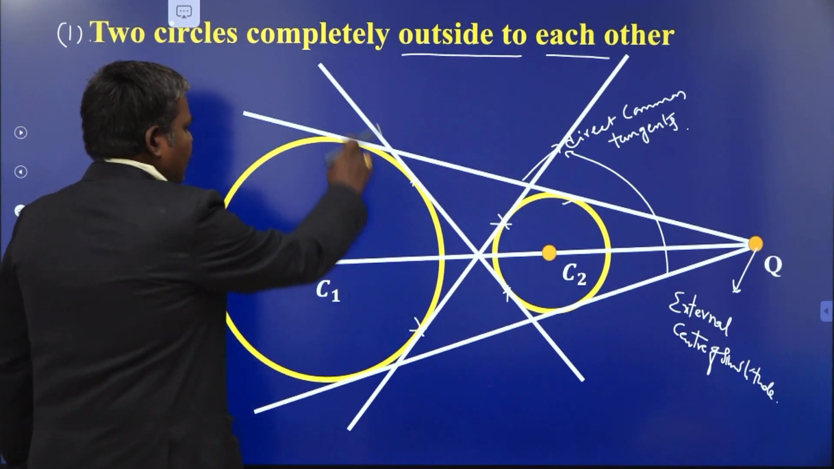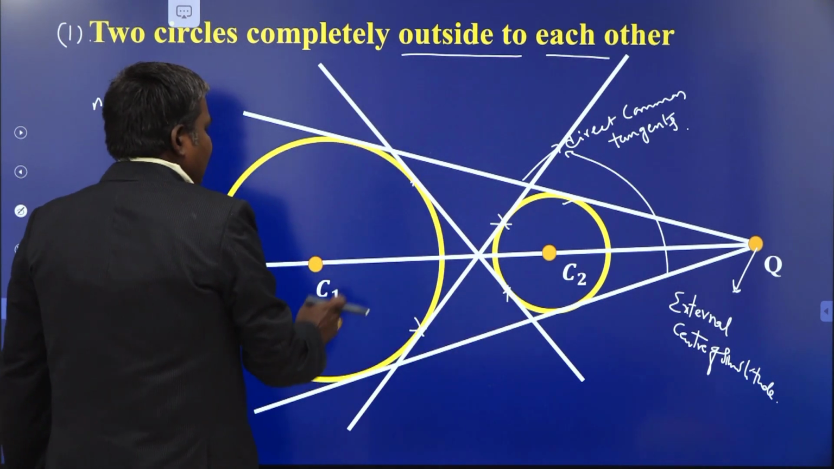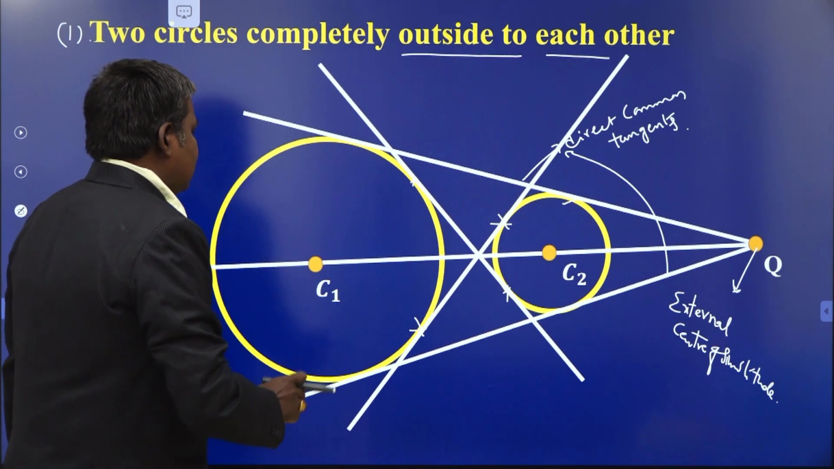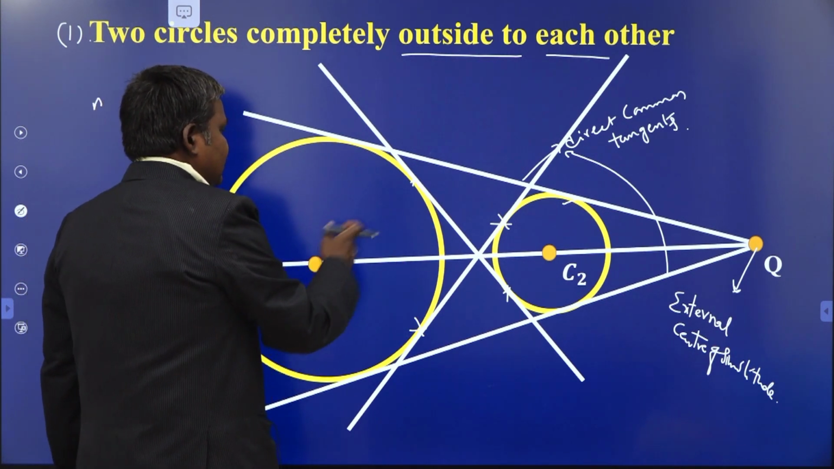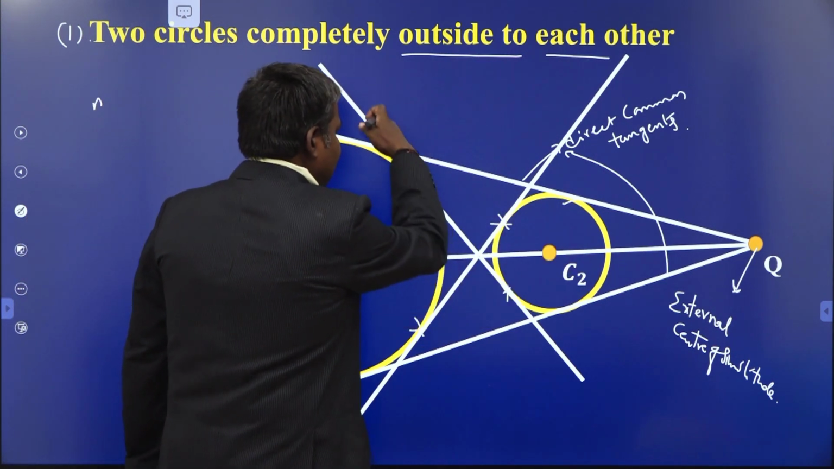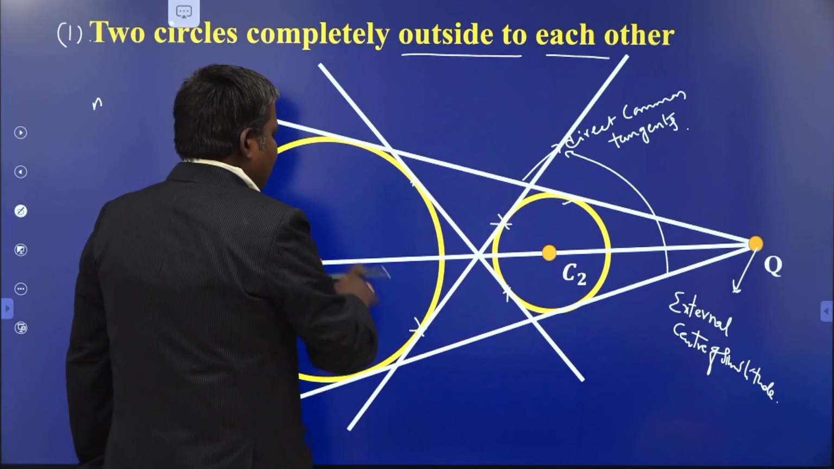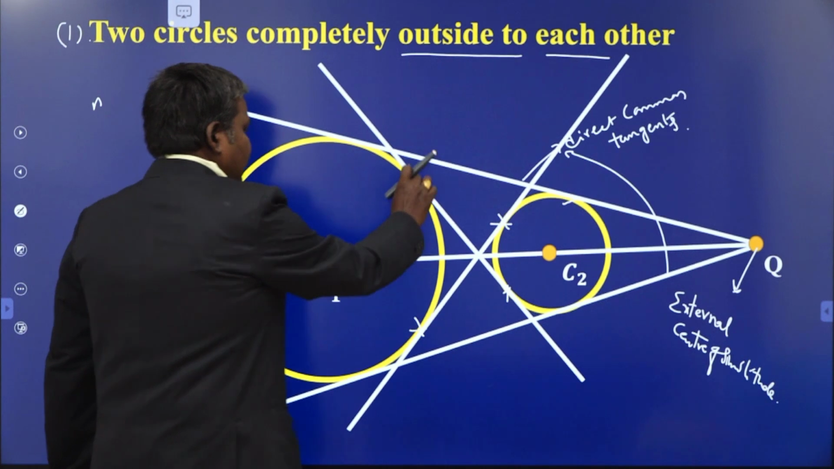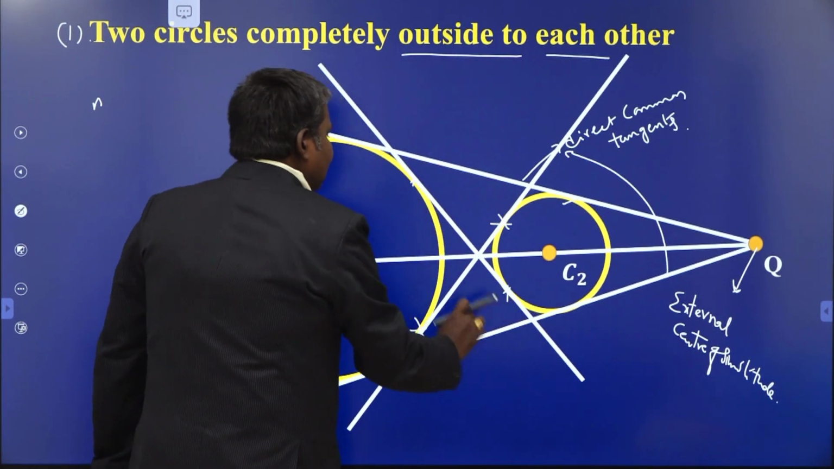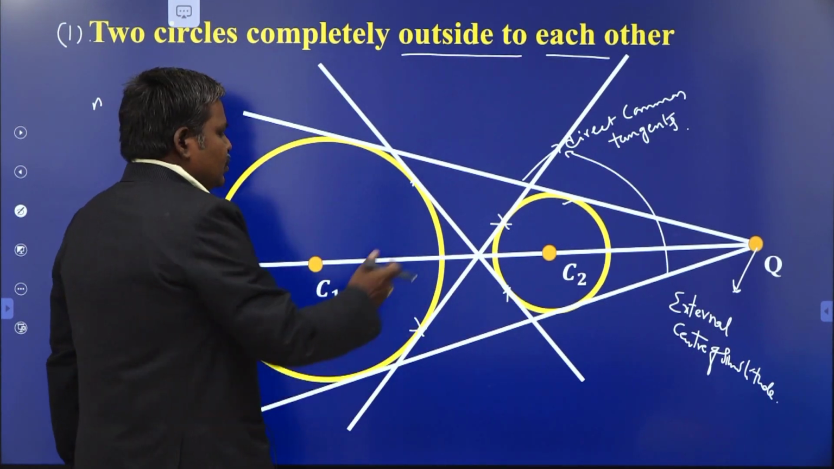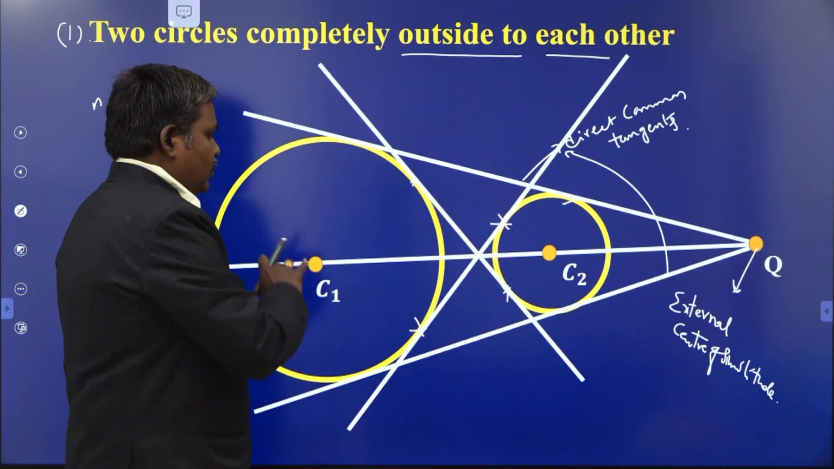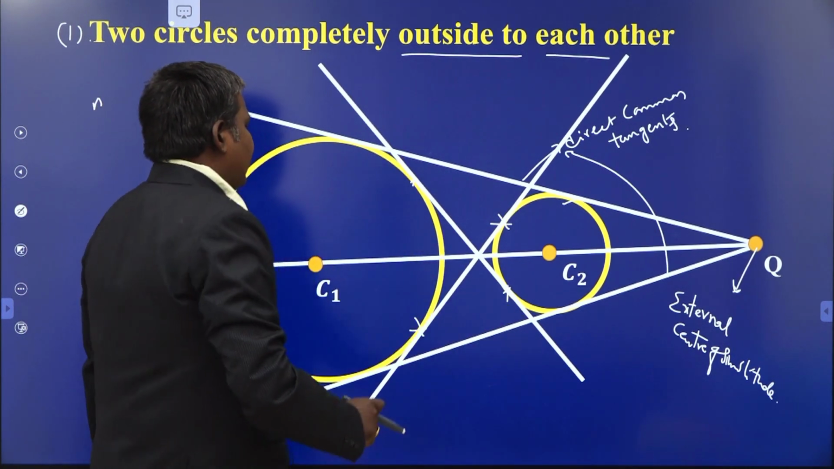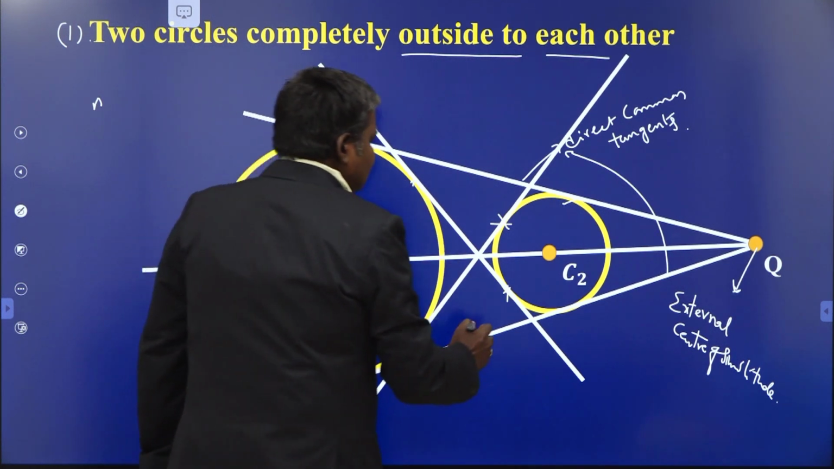So this is the common tangent in such a way that both the centers lie on opposite sides of it. That means one center is on the left side and the other center is on the right side of the common tangent. In the same manner, the two centers are outside to each other. Therefore, this is called a transverse common tangent. So both the centers are opposite to each other with respect to this common tangent. That is why this is called the transverse common tangent.